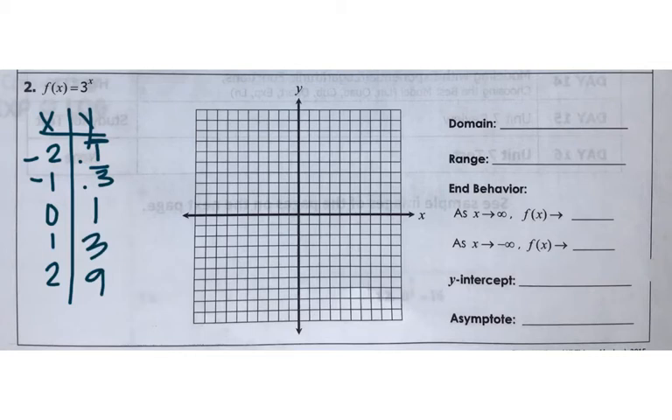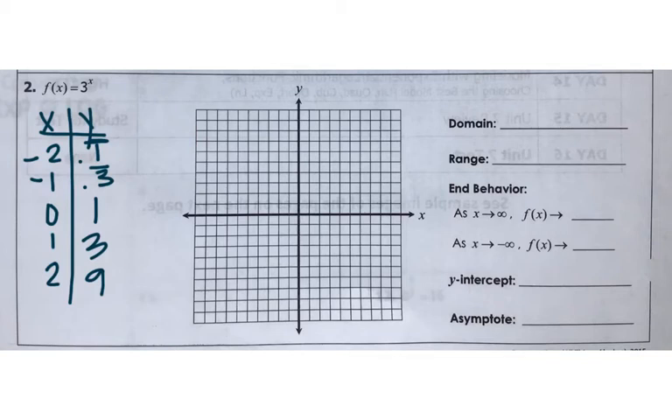Okay, so here's what you should have done when you plugged in 0, 1, and 2 for x, or what you should have gotten. So remember, anything to the 0 power is 1. So 3 to the 0 will always be 1. 4 to the 0 will always be 1. Anything to the 0 power is 1.